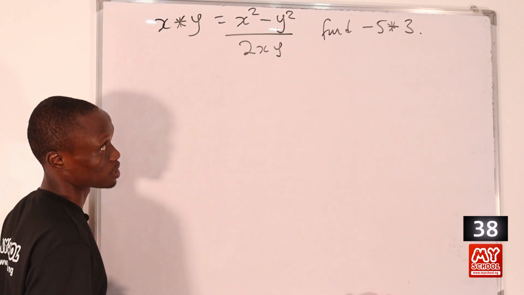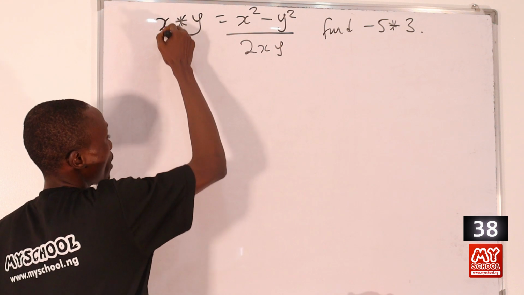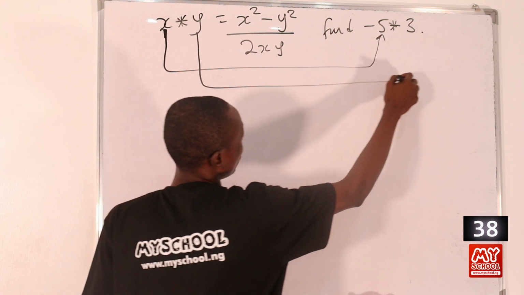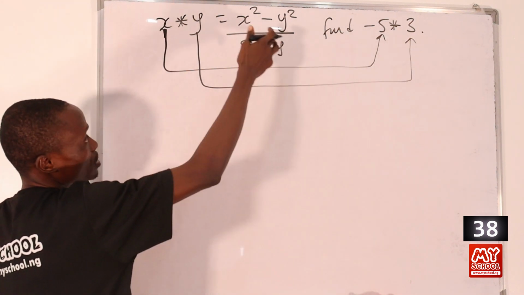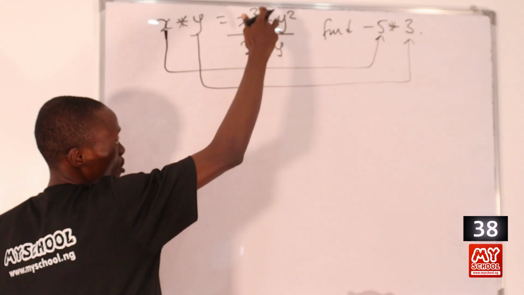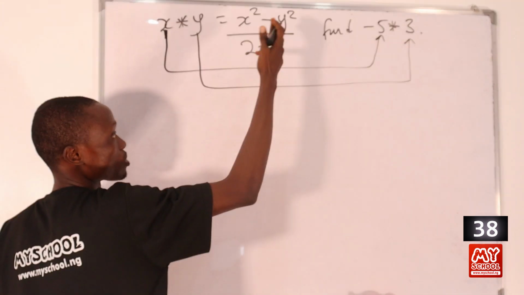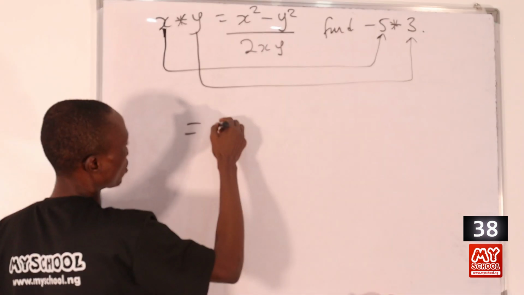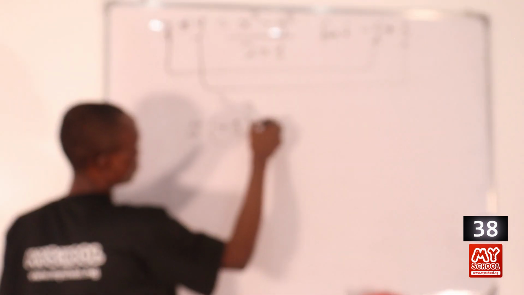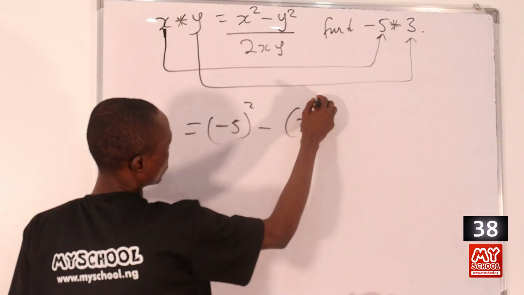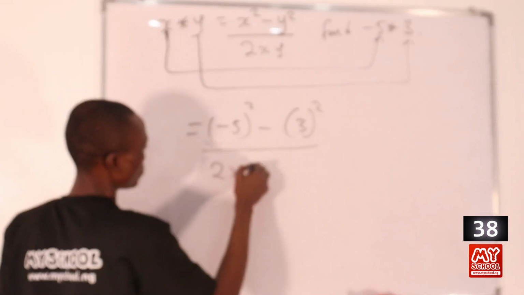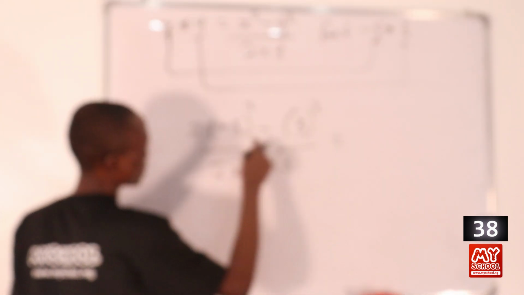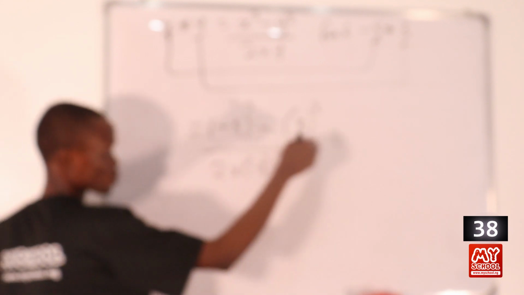Here, what they are actually telling us is that our x is equals to minus 5, while our y is equals to 3. Meaning that anywhere we see x in this fraction, we should replace it with minus 5, and anywhere we see y, we should replace it with 3. So this will be equals to minus 5 squared, then minus 3 squared all over 2 times minus 5, then times 3. Remember that minus 5 squared is equals to 25.